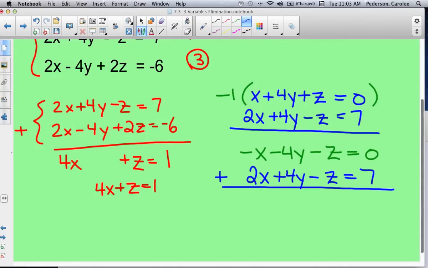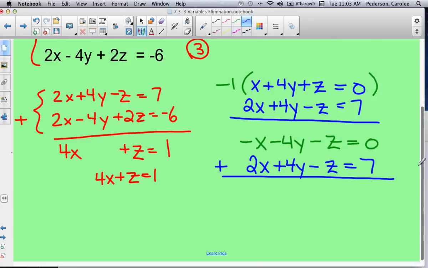Now let's go ahead and add these two equations together. So negative x plus 2x is x. Negative 4y plus 4y, again that canceled, that's what we wanted. And then negative z plus negative z is negative 2z. And then 0 plus 7 is 7. So I'll just rewrite this: x minus 2z equals 7.